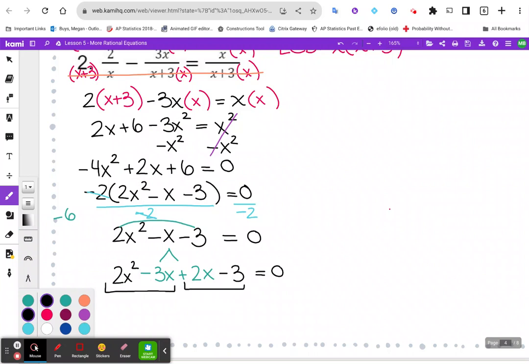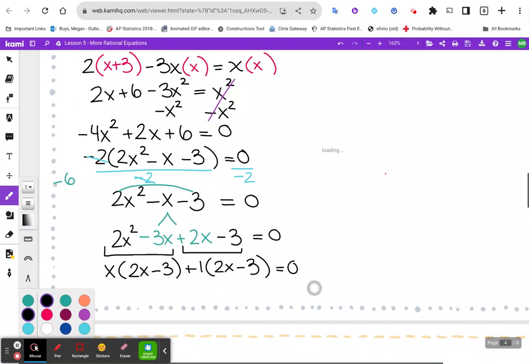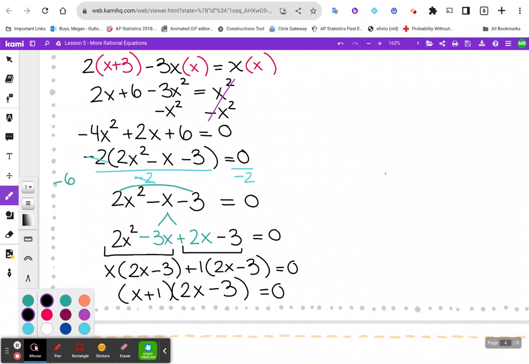This is where I like to do this grouping here. I'll pull out an x and get 2x minus 3. I'll pull out a 1 to remain with a 2x minus 3 over here. And my factor is going to be x plus 1 times 2x minus 3. So remember, my two solutions then are x equals negative 1 and x equals 3 over 2.